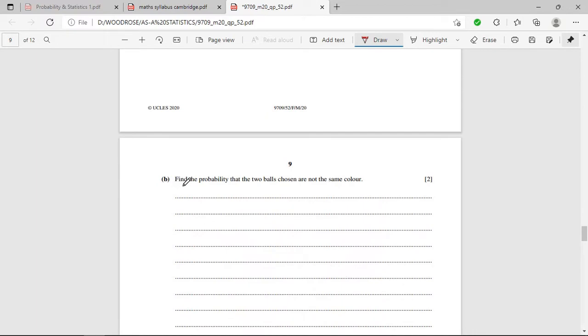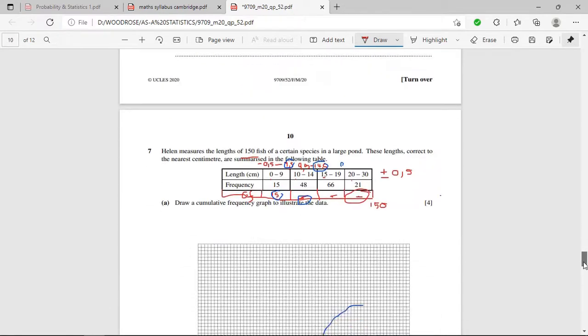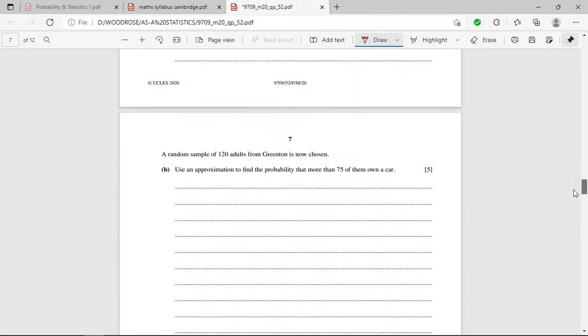Part B: find the probability that the 2 balls chosen are not of the same color. Please use your tree diagram to answer B and C. I'm just giving you hints.